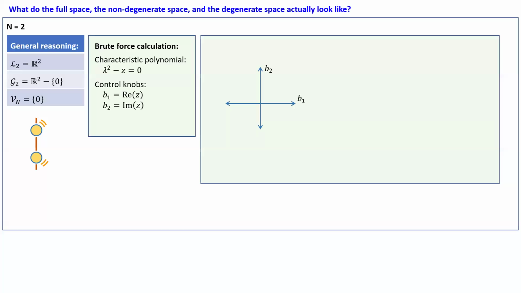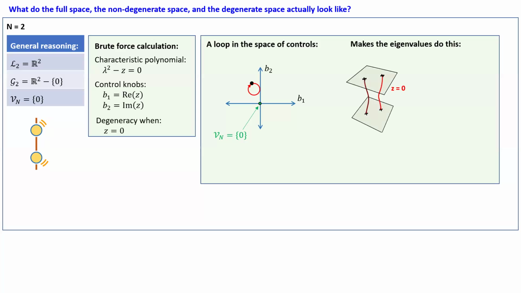And then ask where in this space is there a degeneracy? Well, it's not hard to see that the only way that this equation has two equal roots is when z is 0. So that means your degeneracy is right here, and everything else is non-degenerate. In terms of what we've been talking about, if I now pick a starting point and do a loop, like this red loop here, that doesn't enclose the origin, the eigenvalues, or the roots of this polynomial, will trace out a braid that looks like this.